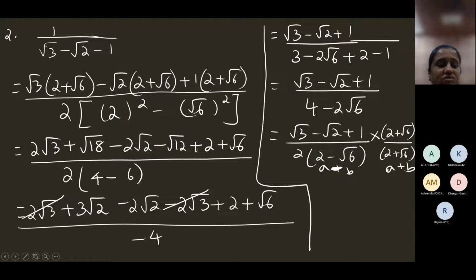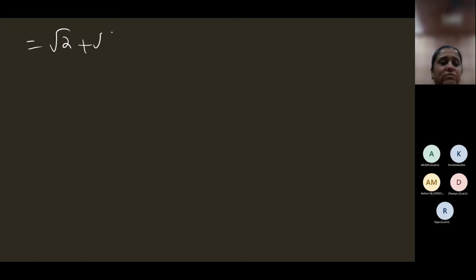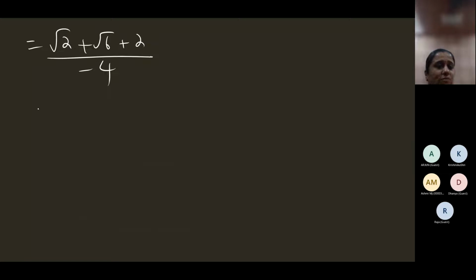So what is 3 root 2 minus 2 root 2? Root 2. Then what else you have? Plus root 6 plus 2, divided by minus 4. Now apply the values.